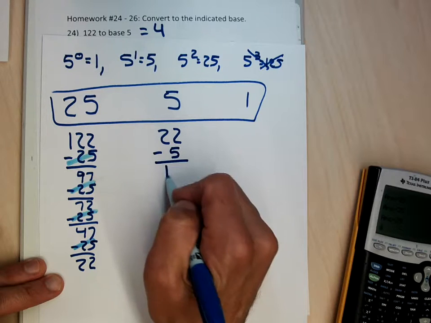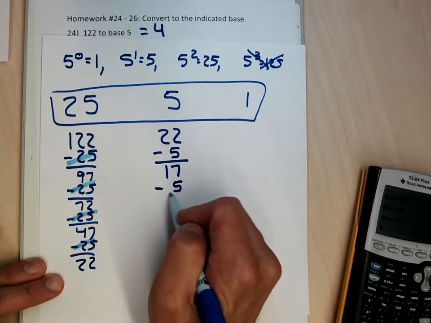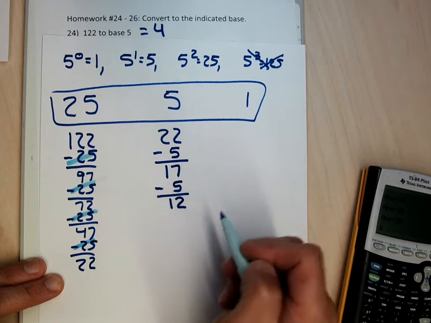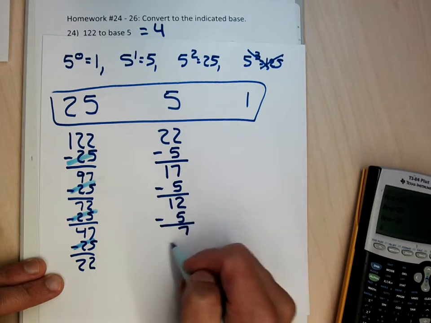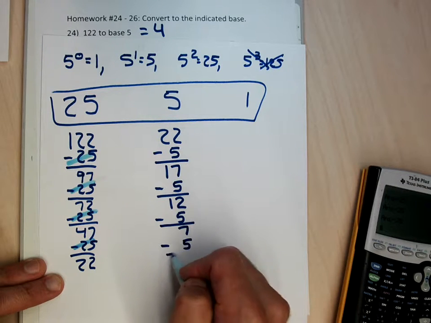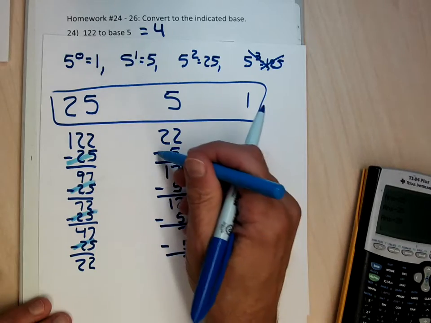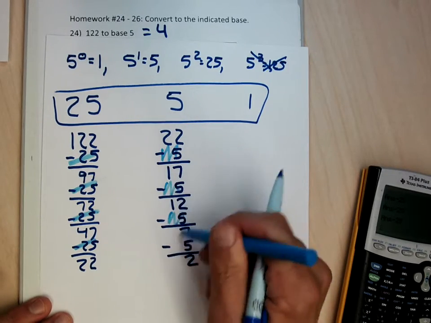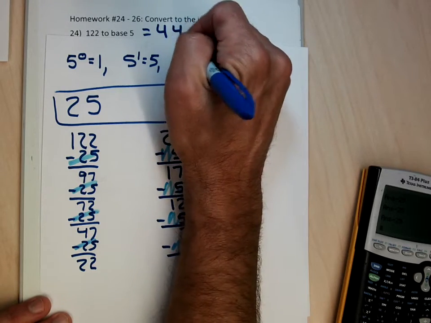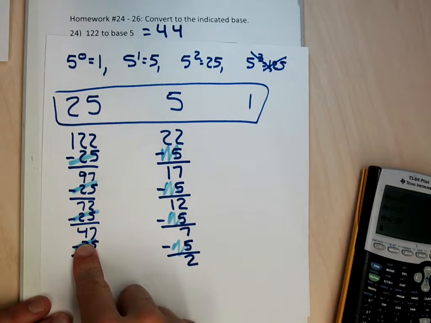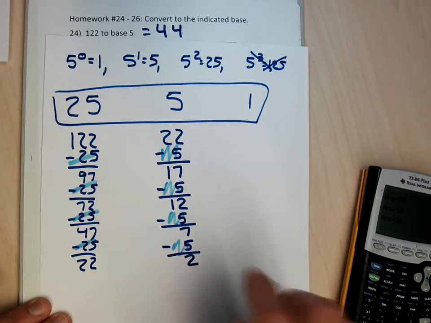22 minus 5 is 17. I'm bigger than 5. I can still subtract. 17 minus 5 is 12. I'm bigger than 5. I can still subtract. 12 minus 5 is 7. I'm bigger than 5. I can still subtract. 7 minus 5 is 2. I'm smaller than 5. I'm done with this step. The number that's going to go in my answer is the number of times I subtracted 5. Again, it's another 4. So I got a 4 for the 4 times I subtracted 25, a 4 for the 4 times I subtracted 5.